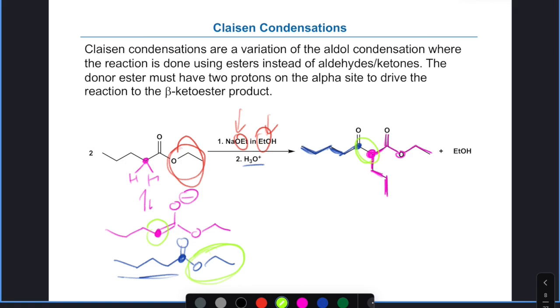Now, a really important part of this reaction, look at your product. We have a proton in between these guys. What is the pKa here versus here? Starting material versus product, which one is more acidic? Which of those alpha protons is more acidic? Starting material or product? Product. Why? You've got 2 carbonyls. You've made that center far more acidic.